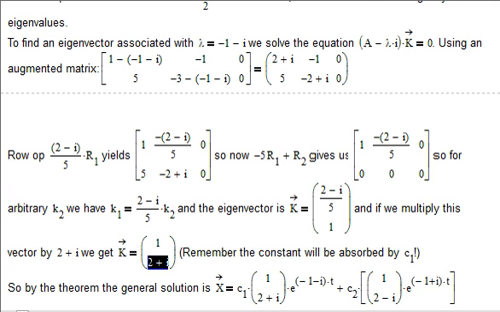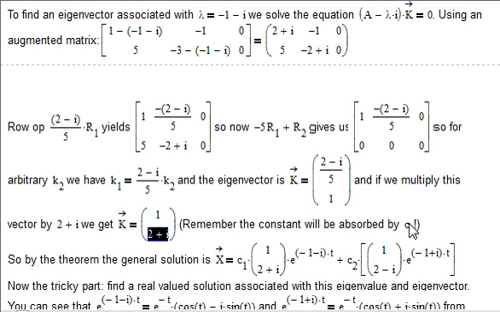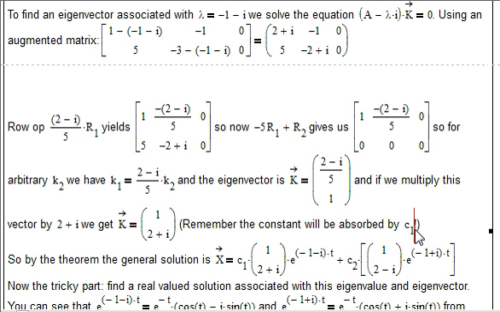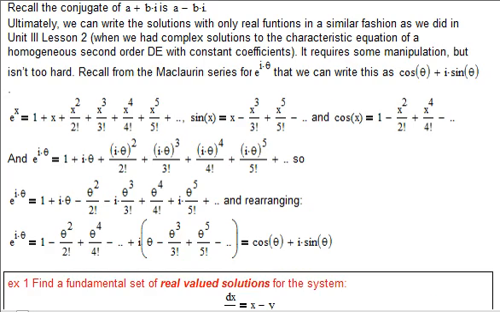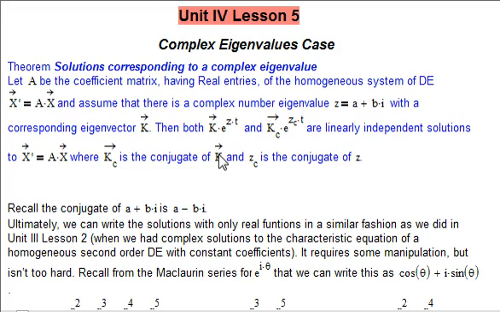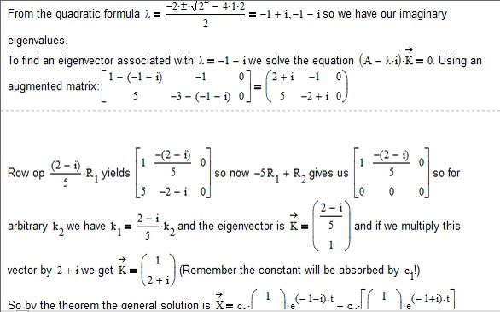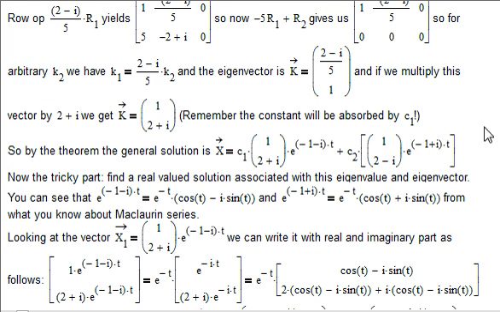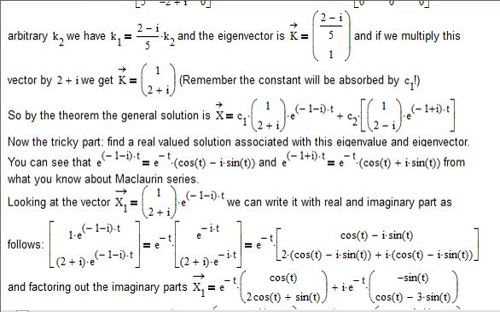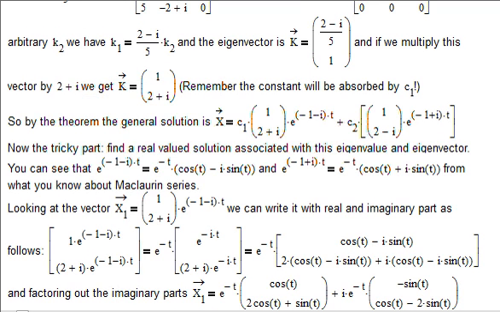Let's get into this. Remember, the constant's going to be absorbed by the C1 anyway, so let's not worry too much about it. So, by the theorem above, once we get one eigenvalue and eigenvector, the other one is just going to be the conjugate. So that means we ought to be able to somehow get into this in a very nice way. And so we shall.